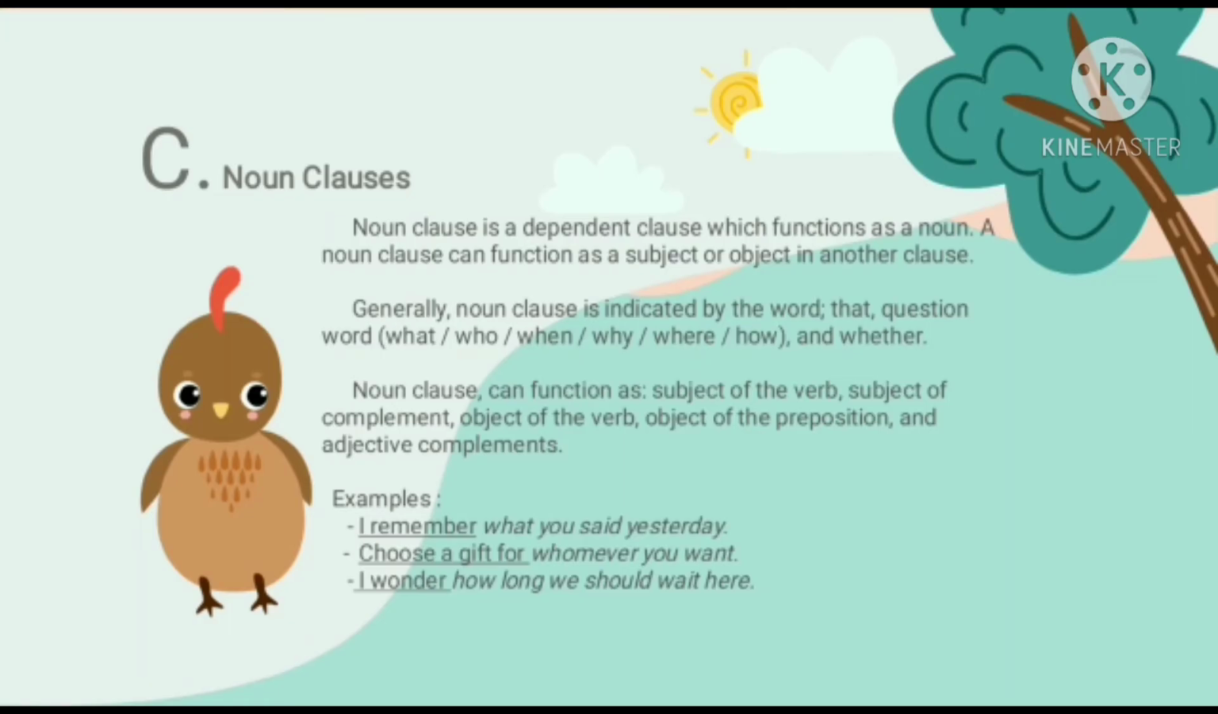The next is noun clause. A noun clause is a dependent clause which functions as a noun. A noun clause can function as a subject or object in another clause. Generally, a noun clause is indicated by question words: what, who, when, why, where, how, and whether. A noun clause can function as subject of the verb, subject of complement, object of the verb, object of the preposition, and adjective complement.